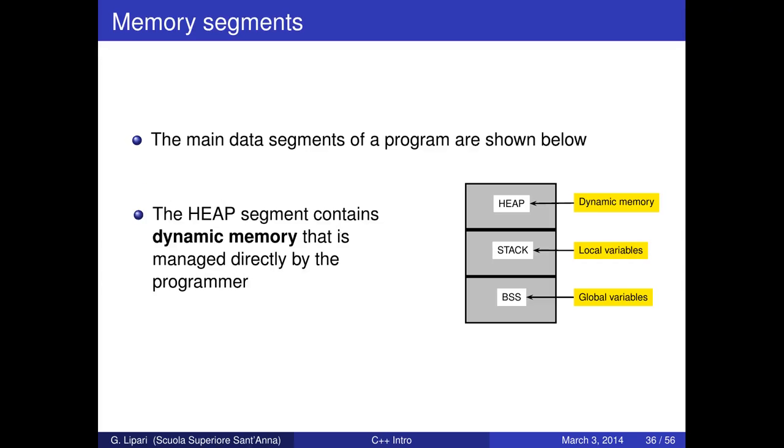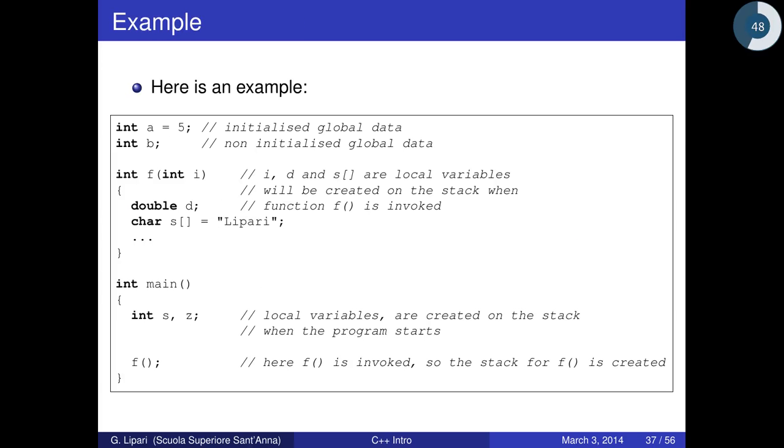And finally, what you have is the heap, which contains the dynamic memory. These are objects which are created dynamically. Okay, in C you will use things like malloc and free for allocating pieces of memory in the heap. In C++ you use 2 operators called new and delete. We are going to see them very soon.